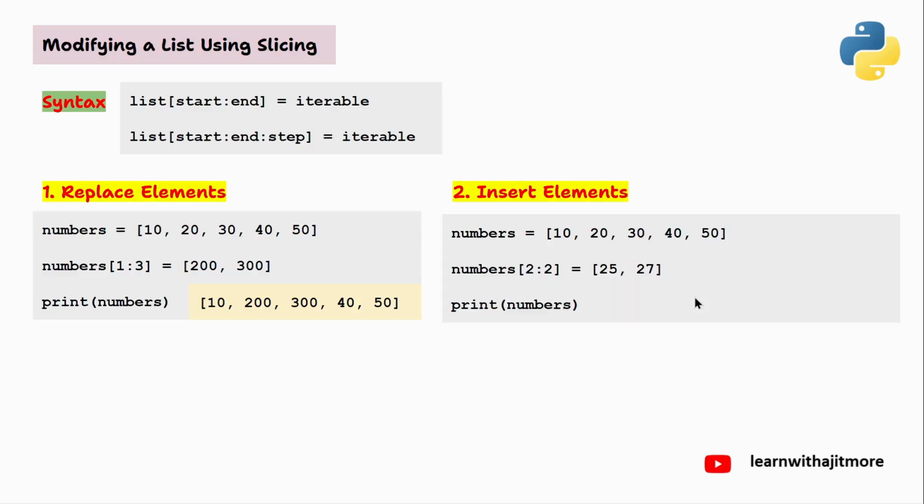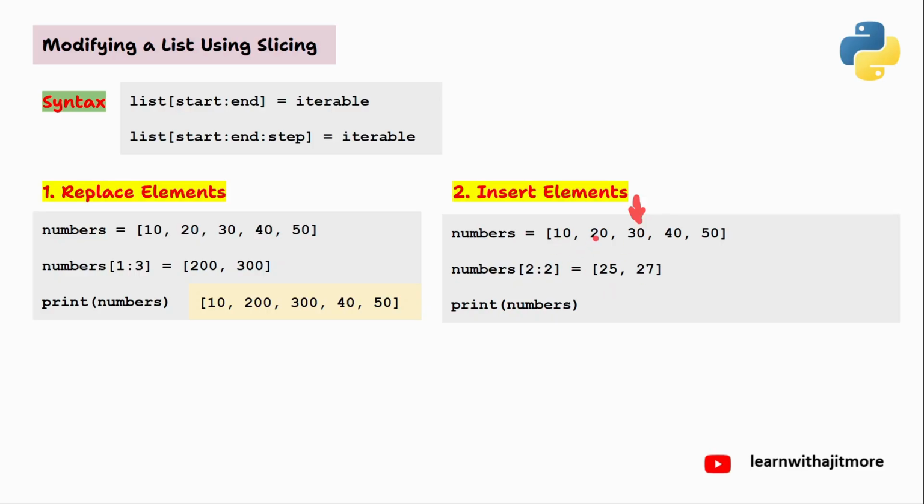See, this is your original list. Now I have written 2:2. 2:2 means start from 0, 1, 2. Okay? But from 2, how many elements? 0 elements. Why? Because the end is also 2, and आपको पता है कि end exclusive होता है. So it will start from 2, and how many elements are getting replaced? 0 elements. So 0 elements are replaced with this.